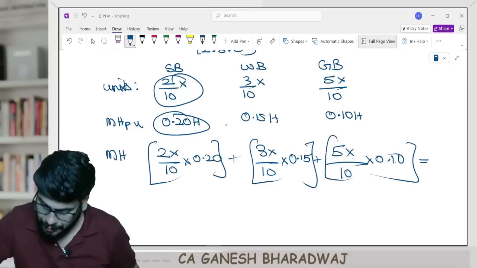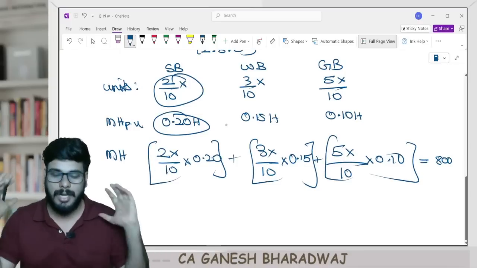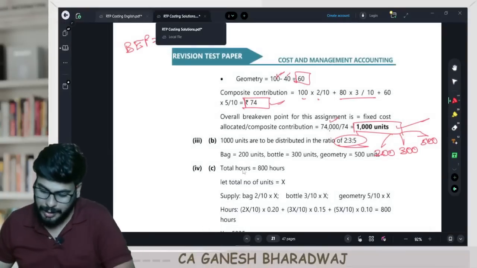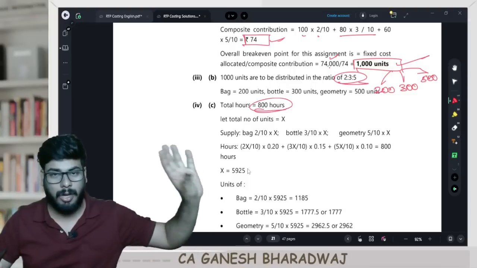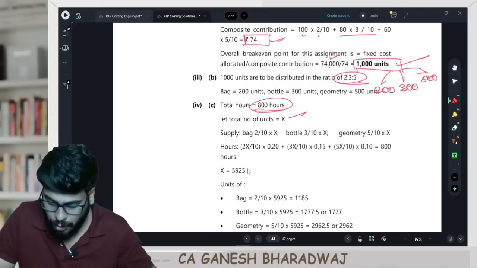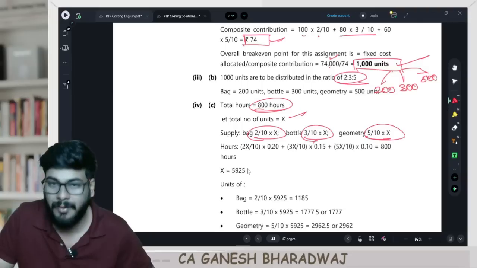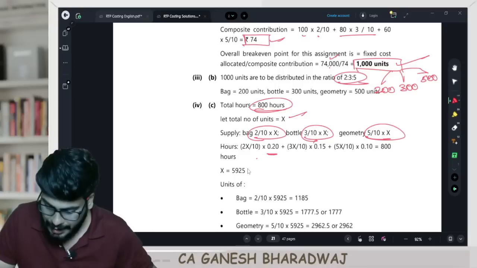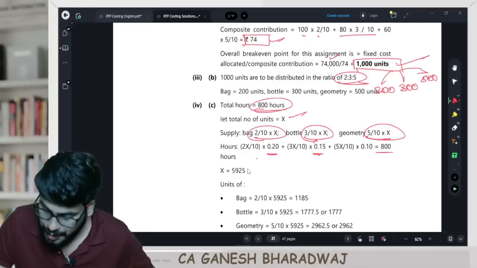So the sum total of this should be equal to what? 800. If you equate this and solve, you will get the X value. This is exactly what they have also done here. You look at this. The total hours available is 800. The total number of units of all the three products put together is X. So the number of units of bag is going to be 2x by 10, bottle 3x by 10, geometry box 5x by 10, right? So 2x by 10 into 0.20, plus 3x by 10 into 0.15 plus 5x by 10 into 0.10 should be equal to 800.